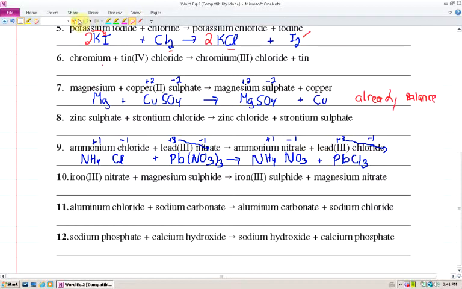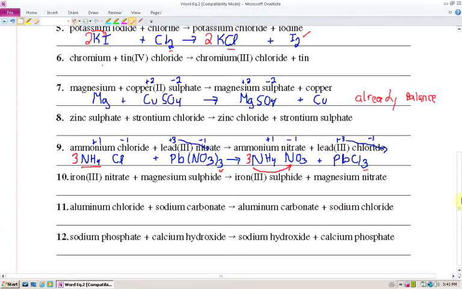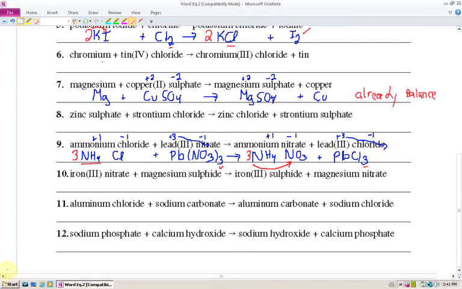To balance this one, even though it's written slightly incorrectly, it balances easily with a 3 here, so I know I need to have a 3 here. And that 3 is for this NH4 as well, so I need a 3 here. This 3 also goes to this group of nitrate, which has a 3 on the other side, so that one's now balanced.